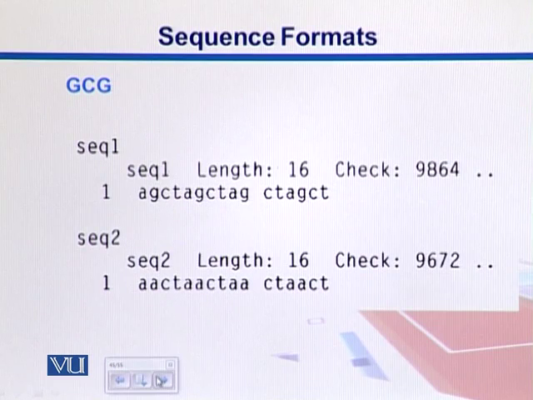GCG stands for Genetics Computer Group. Basically, it's a group of scientists who help the biological community by developing software and training programs for biological sequence analysis problems. They also came up with their own sequence formats, which are kind of similar to the previous ones. Like NBRF, we have checksums, and we don't have the greater than sign, just like FASTA. They also tell about the length of the sequence, and there can be multiple sequences in one file.